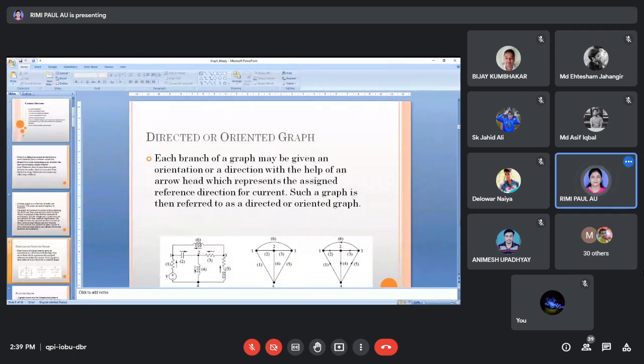So here we can see 4 nodes are present: 1, 2, 3, 4. First we make them dots. Nodes you can represent by using a dot. Next, between 1 and 2 there is one component, so one branch. Between 2 and 3 there is one component, another branch. 1 to 3, another component, another branch. 2 to 4, this is another branch.